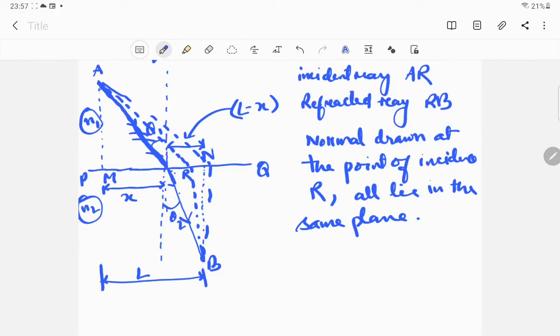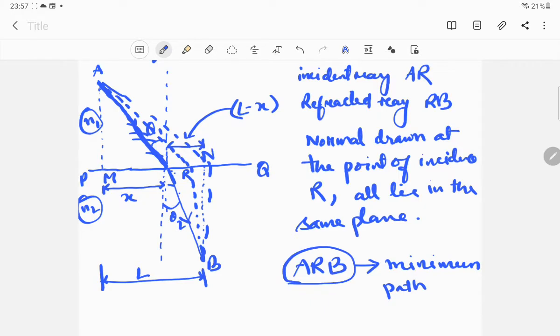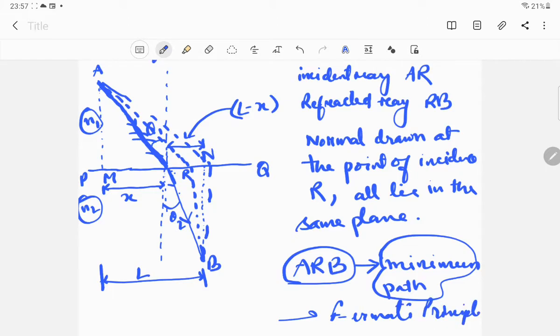Okay, so that means if the path ARB is the correct path, it should be the minimum path length, or you can say the minimum time taken through this path. So if the ray of light is definitely coming along the path ARB during the refraction, it must be the minimum path. That is suggested by Fermat's principle. Okay, so let me remove the unwanted part again.